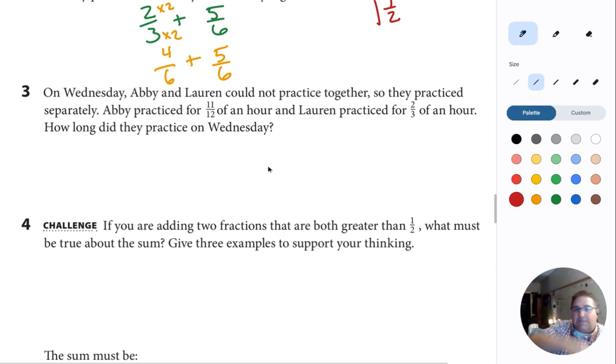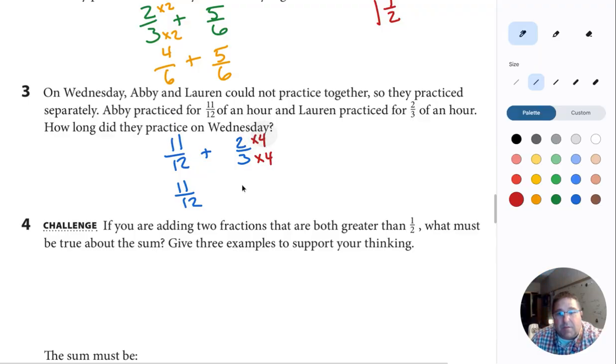And then on Wednesday, they couldn't practice together, so they practiced separately. Abby practiced for 11/12. Lauren practiced for 2/3. How long did they practice on Wednesday? So again, we're just adding these parts. 11/12 plus 2/3. Hey, we can keep the 12ths, right? So we got 11/12 here. And then 3 times what is 12? 3 times 4. Do the same to the top. So you can think about, we got 12ths, and 2 times 4 is 8.